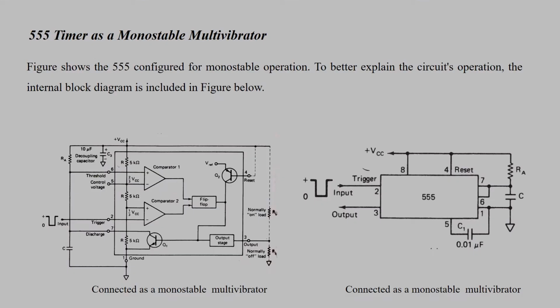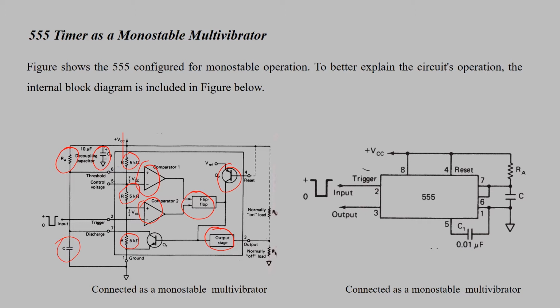So this is 555 configured for monostable operation. You can see here there are three 5 kilo ohm resistances, two comparators. Within the 555, there is a flip-flop, a transistor and output stage. Externally we have applied this resistance and capacitance. This is the decoupling capacitor.